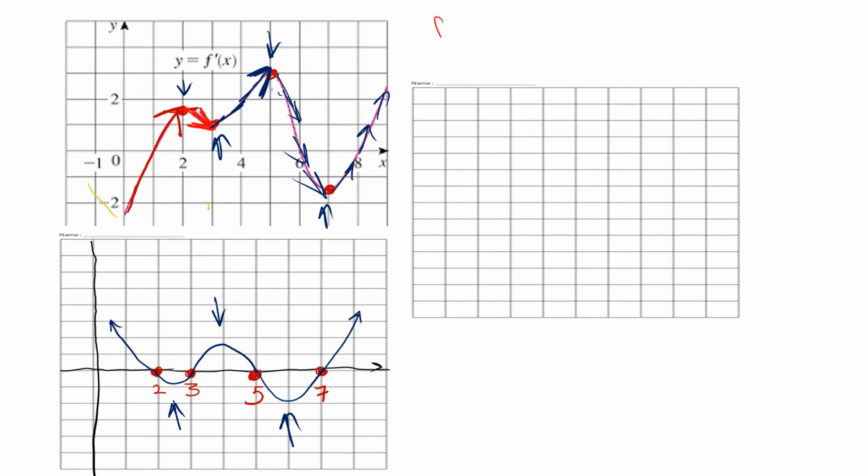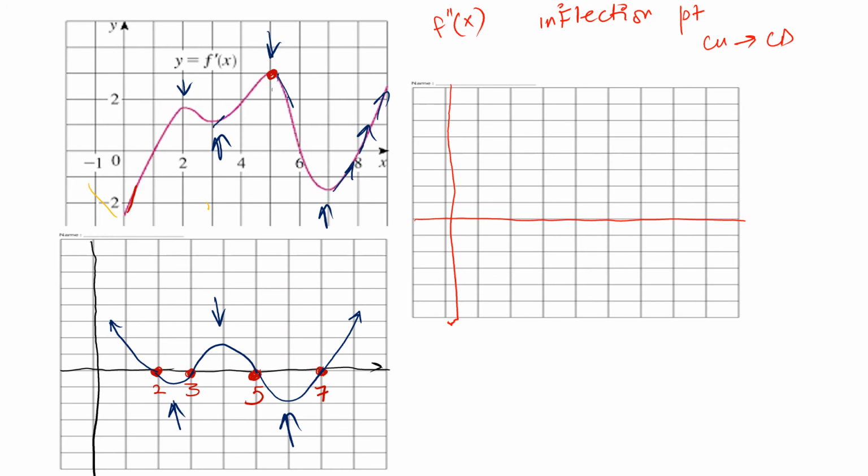Now I am trying to sketch the graph of the second derivative. From the original graph, I should see where my inflection points are. Inflection points are the points where concave up changes into concave down. So let's try again. Let me erase this part and start from scratch.